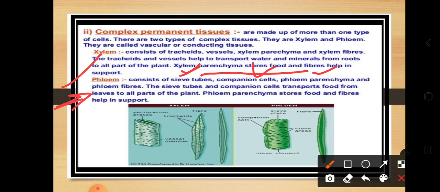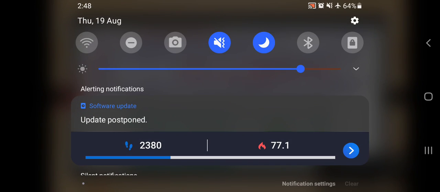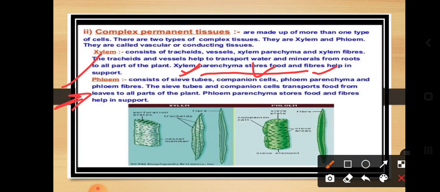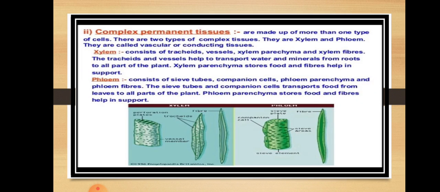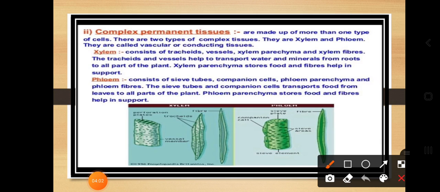transporting food from leaves. Okay, dear students, you know that the phloem helps to transport food from one part to another part in the plant body. Which parts help in transporting the food? That is the sieve tubes and the companion cells. In the phloem itself, what are the two constituent parts helping here? That is the sieve tubes and the companion cells. What are they doing? They are transporting food from leaves to all the parts of the plants, whereas the phloem parenchyma stores food and fibers help in support.